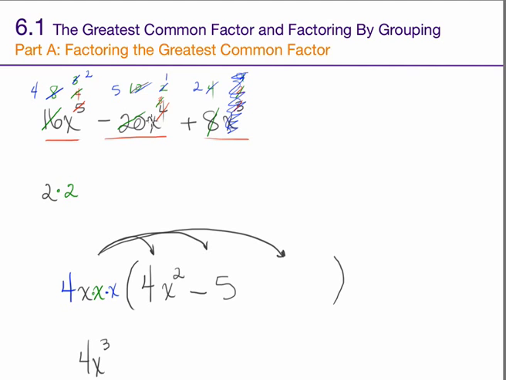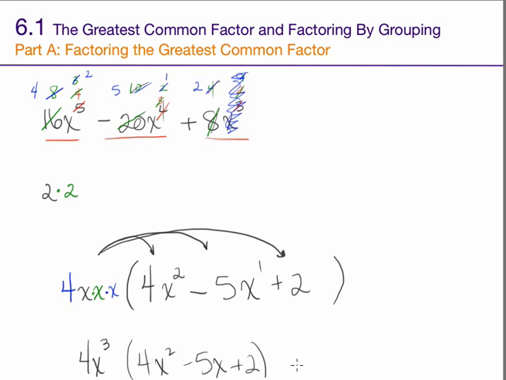For x's, I had 1 x left, so I can write that either as x to the 1 or just as x. In my last term, I took a 2 out of the 8, and then I took another 2 out of the 4, which left me with 2. And I took all of my x's out here, so there are no x's left in this last term. That means this piece can be written as 4x squared minus 5x plus 2. Here's my GCF, my greatest common factor, and here's what's left.